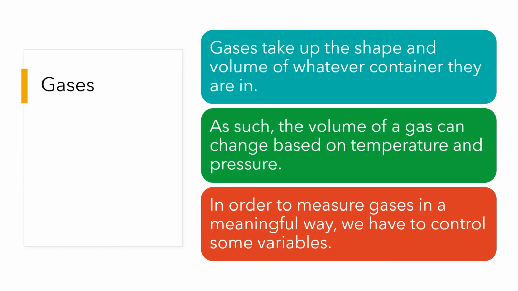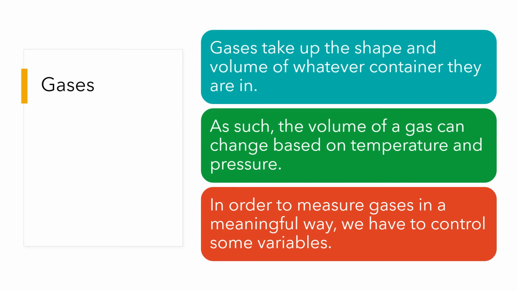Let's start by reviewing a bit about gases. One of the major properties of gases is that they take on the volume and shape of whatever container they are in. This means that the volume of a gas is inconsistent. It changes based on its surroundings. When a gas expands to fill a container, however, not only its volume changes. The temperature and pressure of a gas are directly related to the number of moles and the volume.